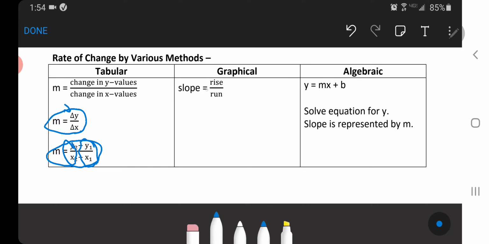If you have a graph, you can do slope equals rise over run. Pretty simple way. Algebraically, if it's already written like this for you, or even in point slope form, your slope's already given to you right there.